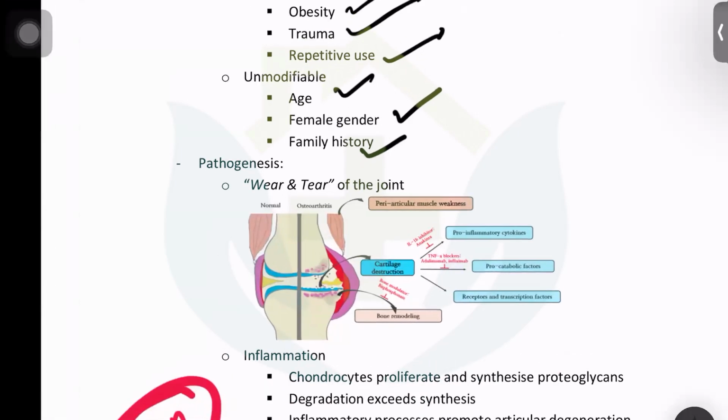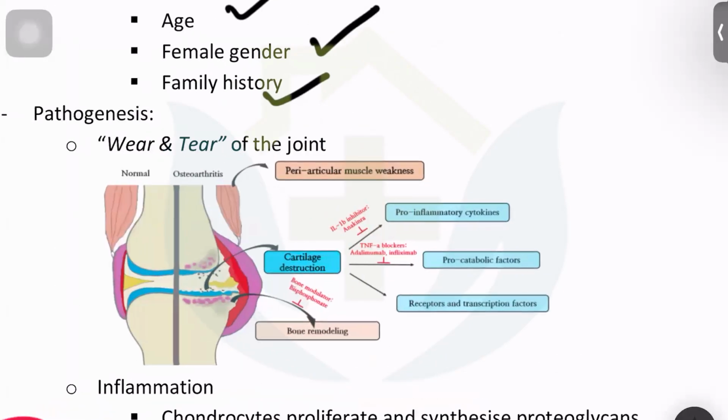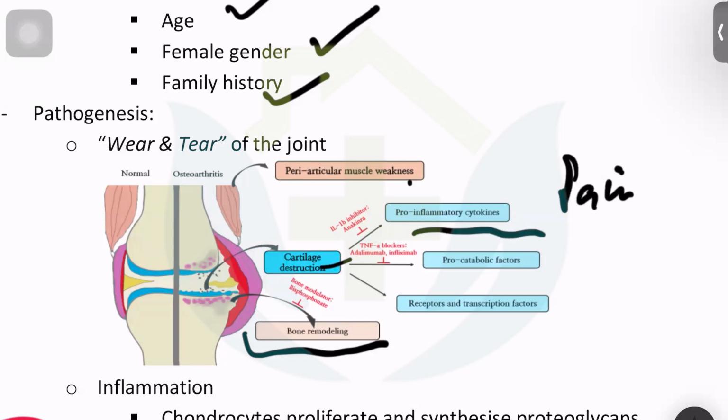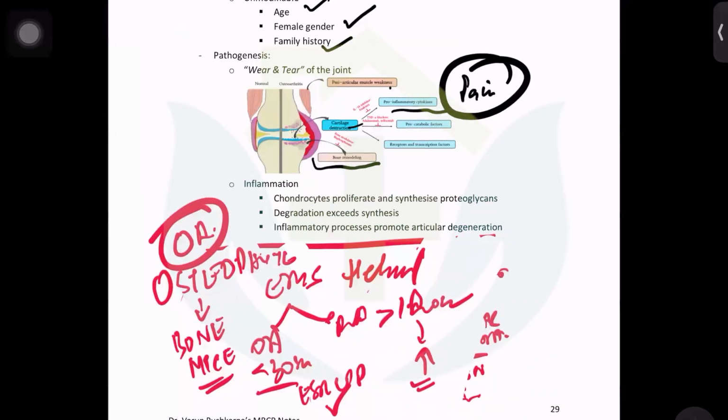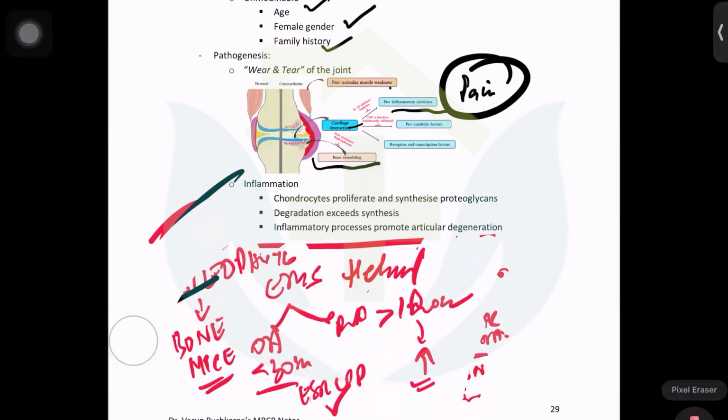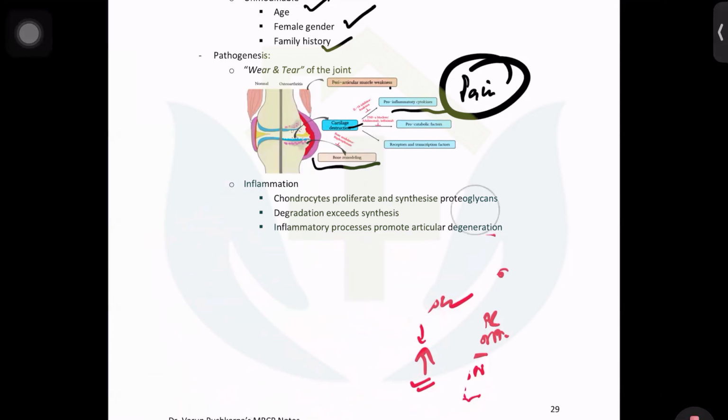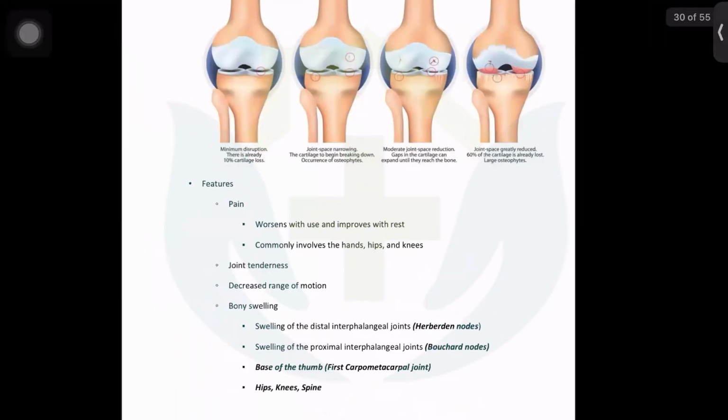It is basically wear and tear which has gone wrong. The periarticular muscle weakens, cartilage gets destroyed, and bone gets remodeled. Eventually, pro-inflammatory cytokines will come in, leading to pain. Stiffness usually doesn't happen, but if it happens, it is usually after the joint has been used for quite some time. It is non-inflammatory, but eventually it will attract inflammation.